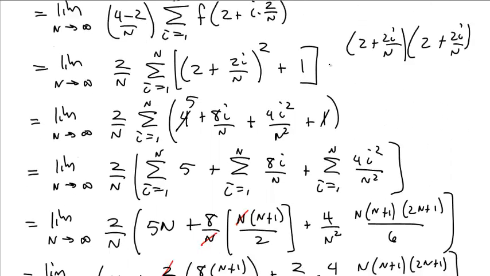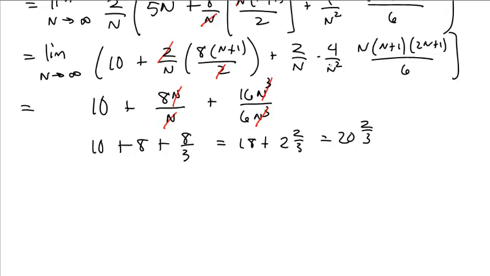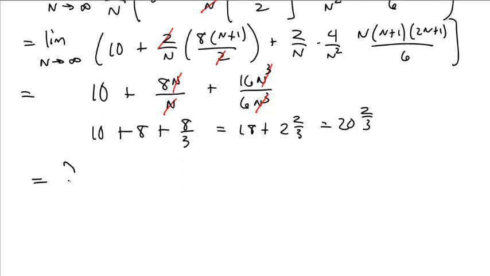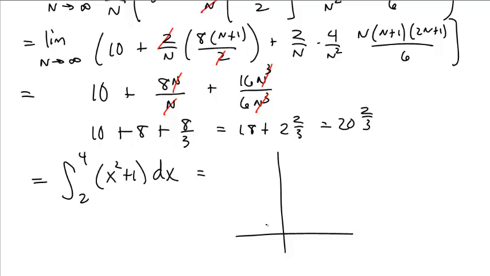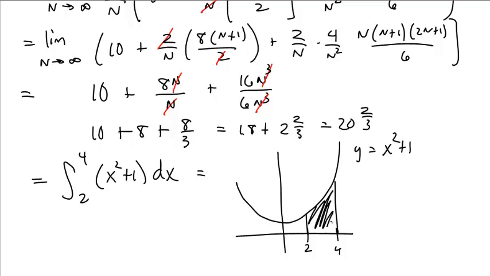I'll draw it again then. 20 2/3 is the integral from 2 to 4 of x squared plus 1 dx. It is the area under the curve. This is y equals x squared plus 1 from 2 up to 4, this area.